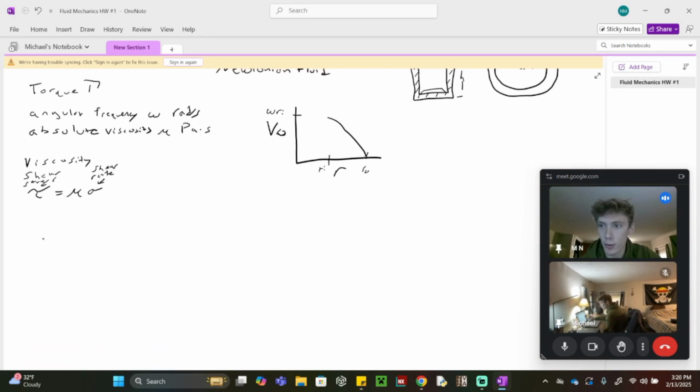So for our shear stress, we can show this as force over area equal to our absolute viscosity, and our shear rate now we know is the differential of the angular velocity over the differential of our radius. So let's start deriving our equation from this for our absolute viscosity.